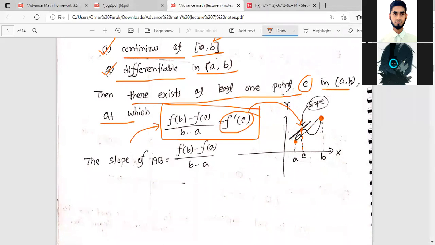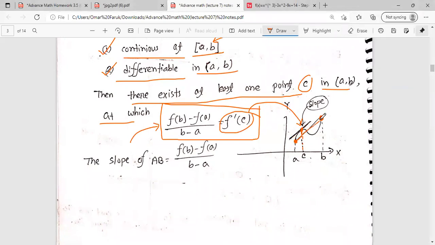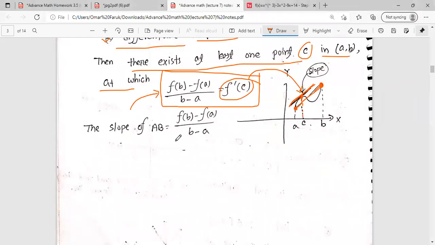So if we connect A and B, so this is our second line, and if we want to draw a tangent line at point C, these two lines will be parallel to each other, and their slope will be the same. The slope of AB is f(b) minus f(a) over b minus a.